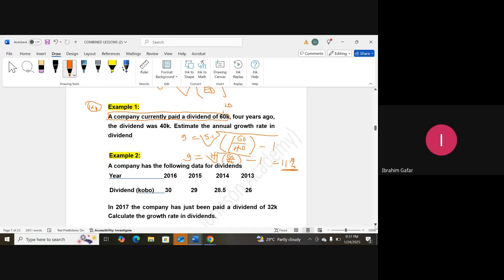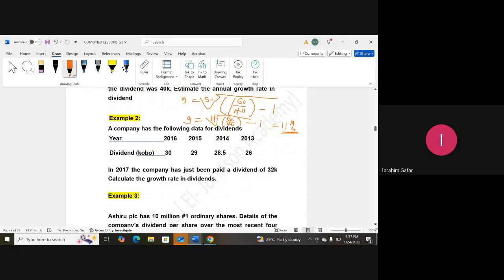So example 2. Who can help us with this example 2? One person should help us with this example 2 so that we move on, please.